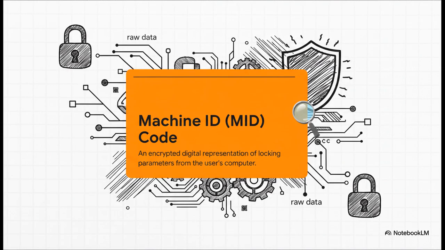And here's the second half, the machine ID, or MID code. This is where the magic happens. The MID code contains the actual raw data from those hardware locks we talked about. But, and this is critical, it's all encrypted. You can't just look at it and read the person's hard drive serial number. It's a secure bundle of information.